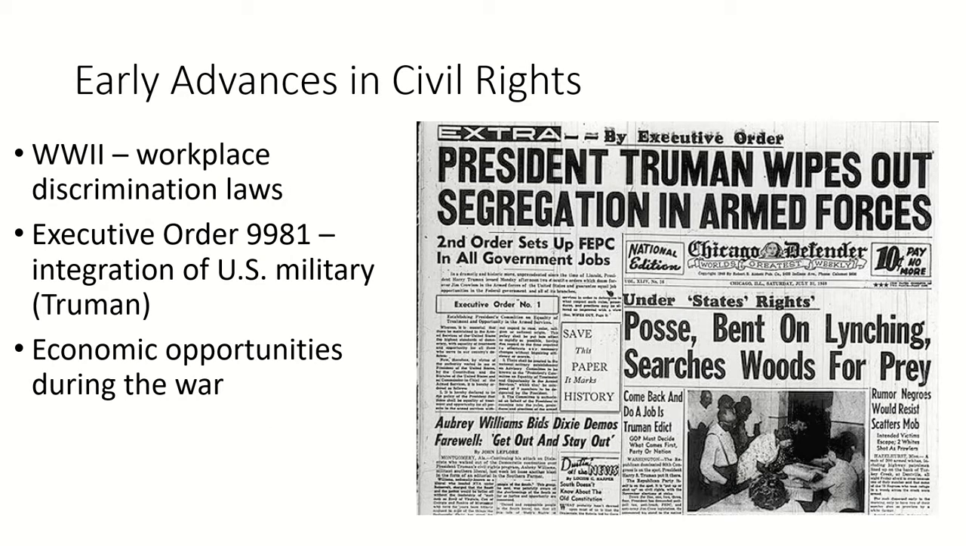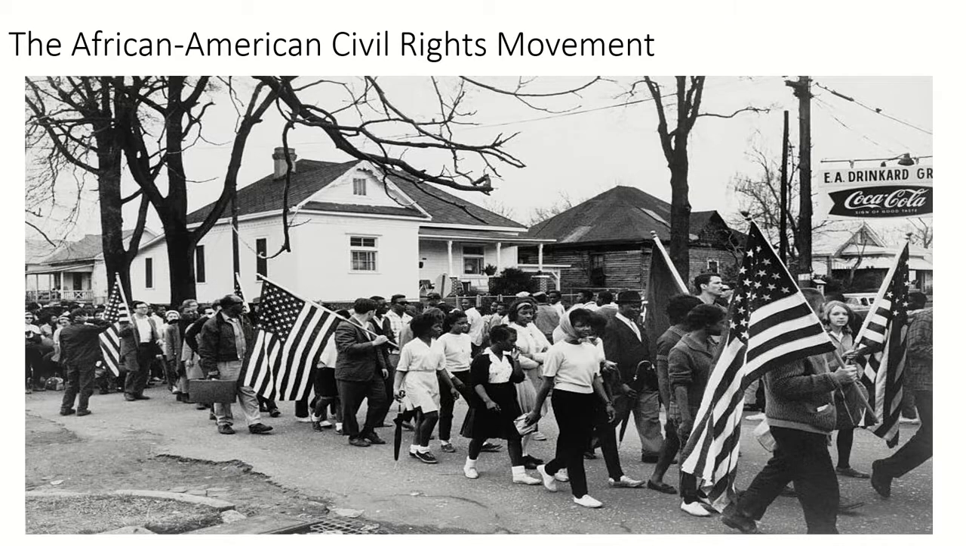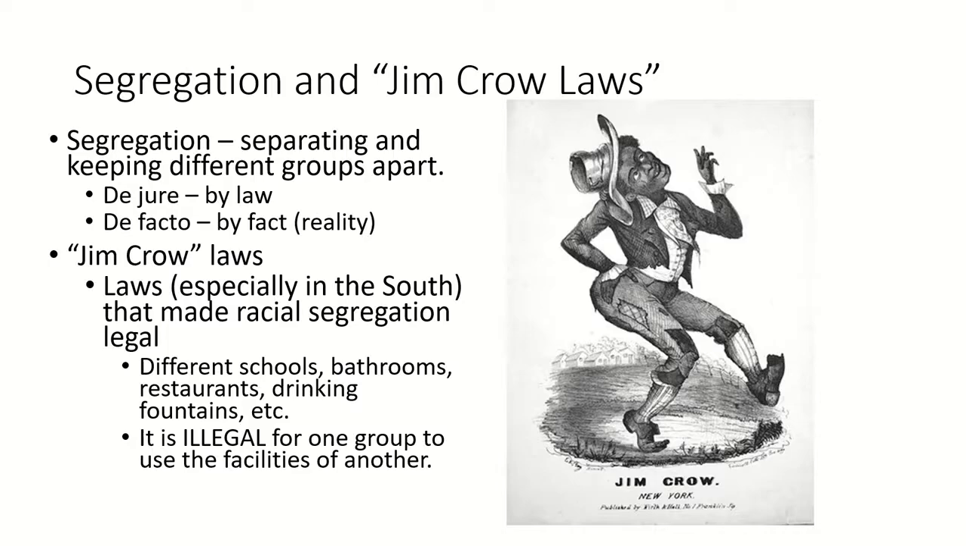And so because of this, early in World War II and immediately after the war, there are some government moves to try to ensure some civil rights. World War II sees the first workplace discrimination laws go into place. Executive Order 9981 is going to desegregate the armed forces, as well as just the increased participation and job opportunities brought on by war industries. However, just because there are some advances taking place doesn't mean that the situation is necessarily fixed. And so we'll begin by taking a look at the African American civil rights movement.